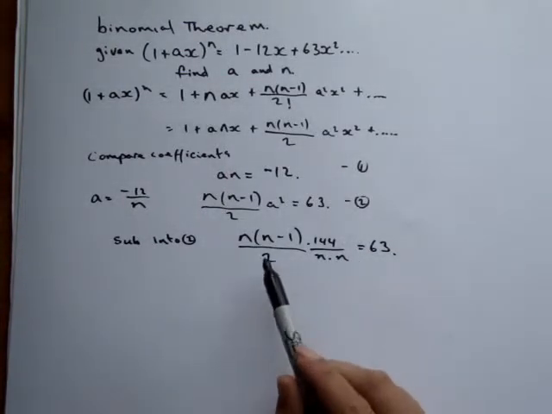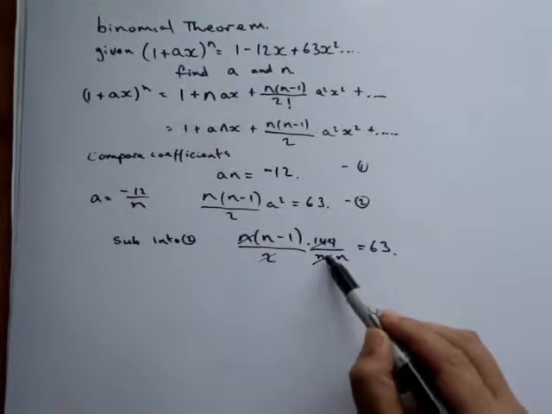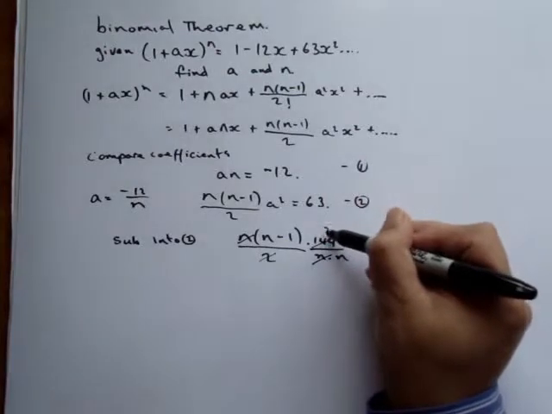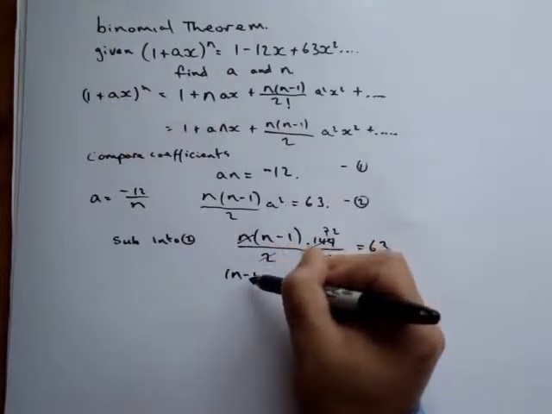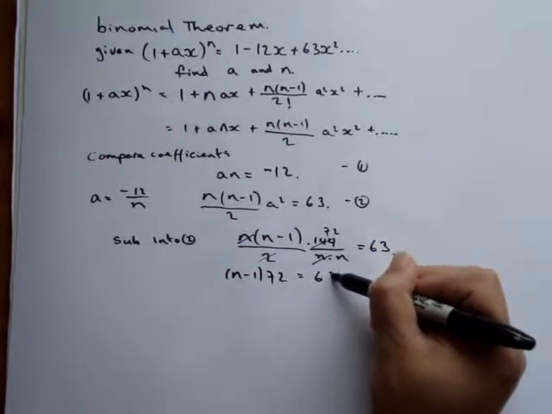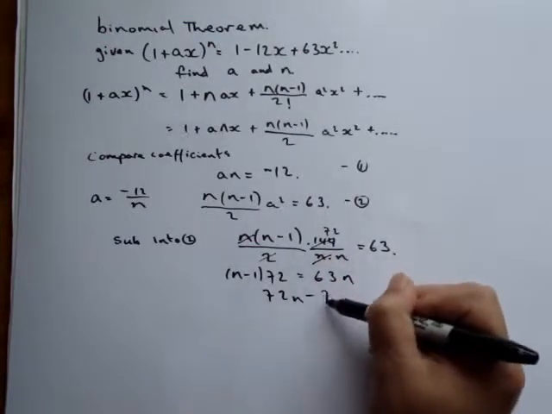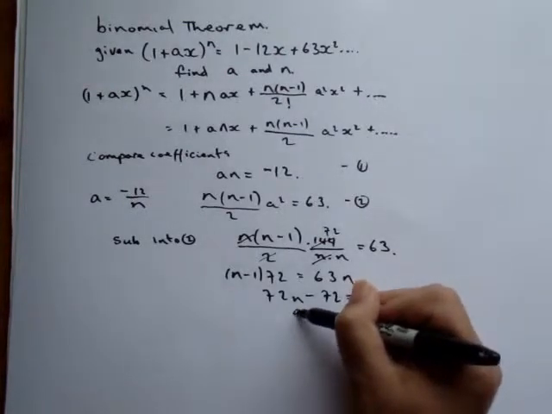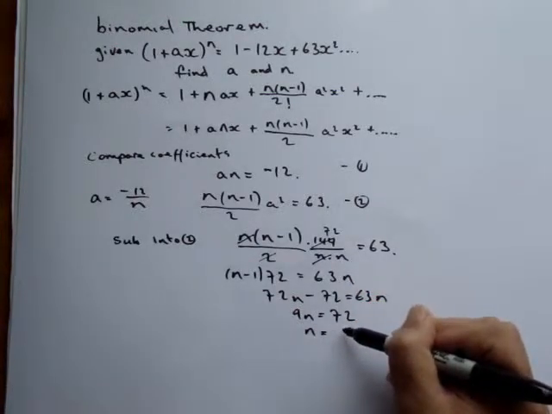Here we can do some cancelling, so our 2 cancels with 144, this n cancels with this n, so this becomes 72, and we're left with n minus 1 multiplied by 72 equals 63n. So 72n minus 72 equals 63n. 9n equals 72, and our n equals 8.